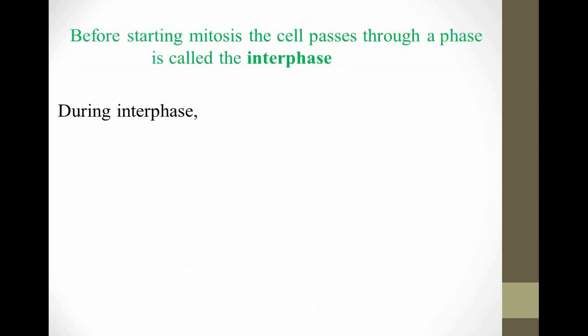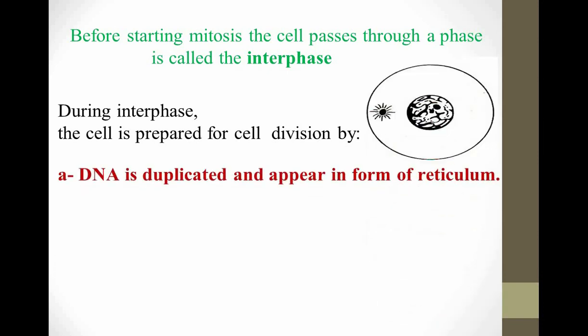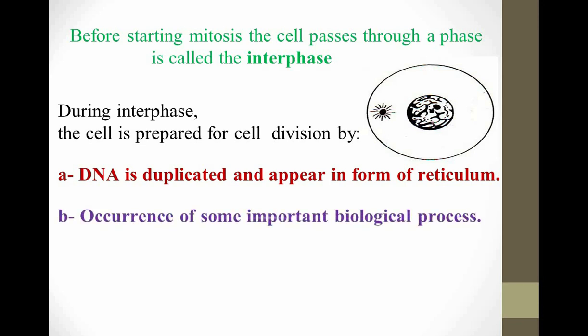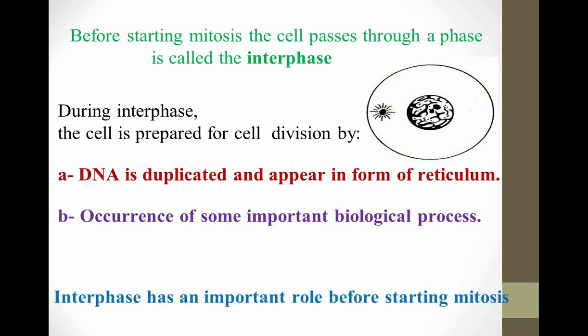Before starting mitotic cell division, the cell passes through a phase called interphase. During interphase, the cell is prepared for cell division as DNA is duplicated and appears in the form of chromatin reticulum, and some important biological processes occur. So we have an important give reason question. Interphase has an important role before starting mitosis. Why? Because during interphase, DNA duplicates.